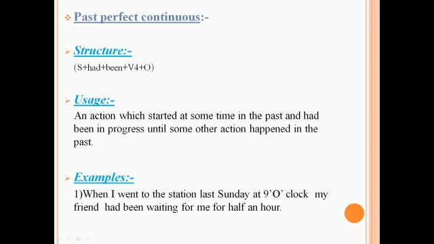Examples. When I went to the station last Sunday at 9 o'clock, my friend had been waiting for me for half an hour. My friend waiting for me occurred first. So that first occurred action should be expressed in past perfect continuous tense, and the second action, that is I went to the station, that occurred later. That later action should be expressed in simple past tense.